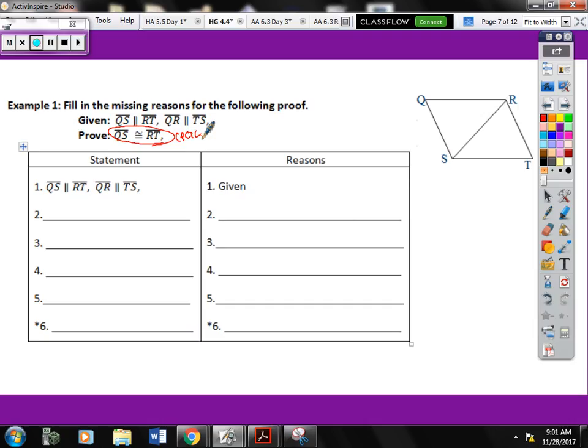All right, in this case, I'm given two pieces of information. I'm given that QS is parallel to RT and QR is parallel to TS. So I have two pairs of parallel, which is nice.